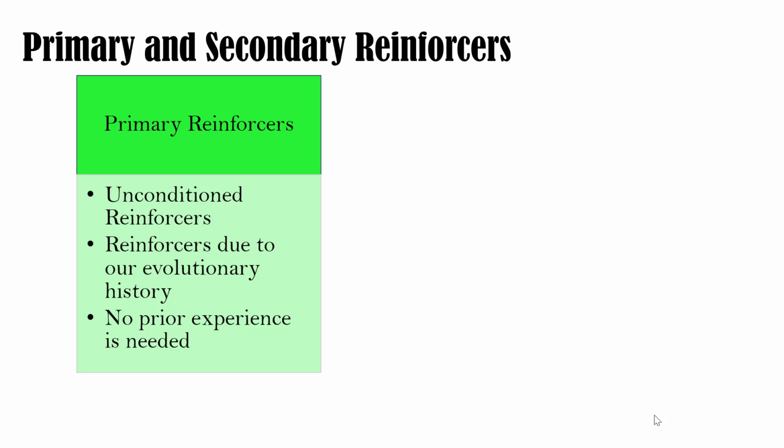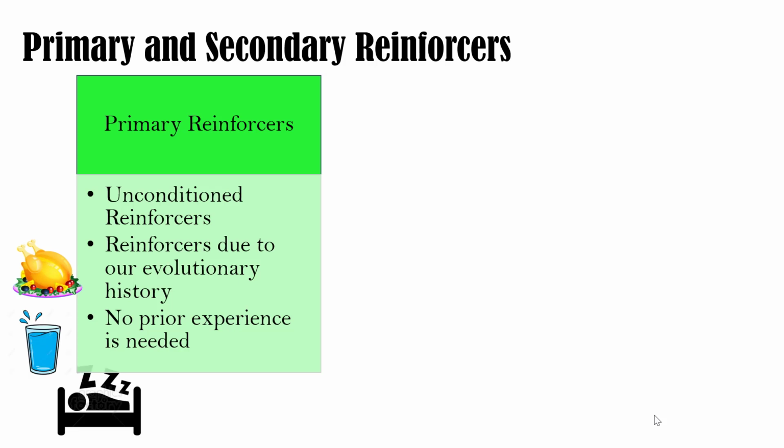But these are items that are reinforcers due to our evolutionary history. So we are born with these items being able to function as reinforcers. So you don't need any type of prior experience with these items. The first time that they're presented to you, they will function as a reinforcer. And examples of these are food, water, sleep, sex, shelter, air. Basically, they are reinforcers because they contribute to the survival of the individual or our species.